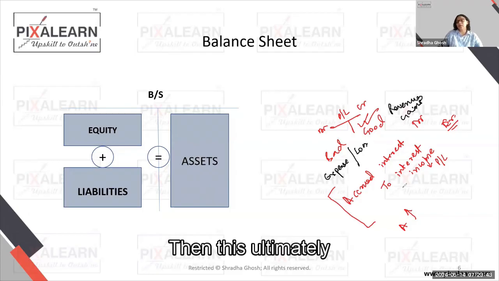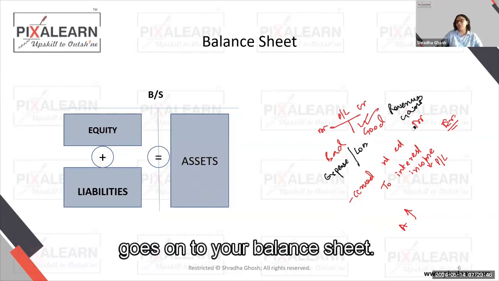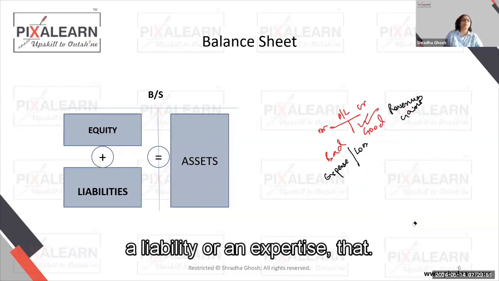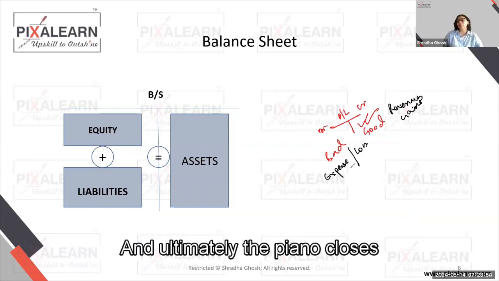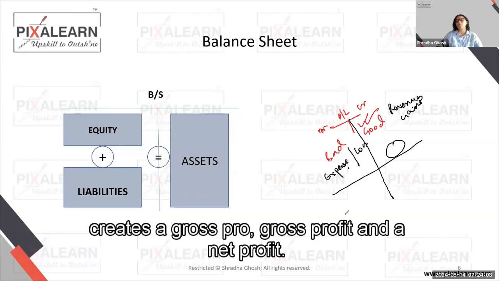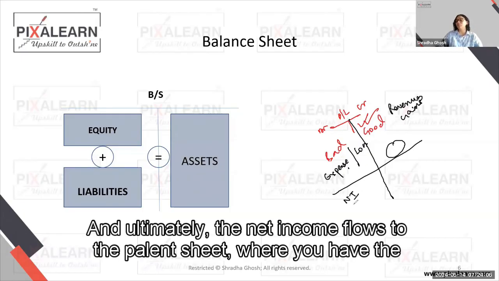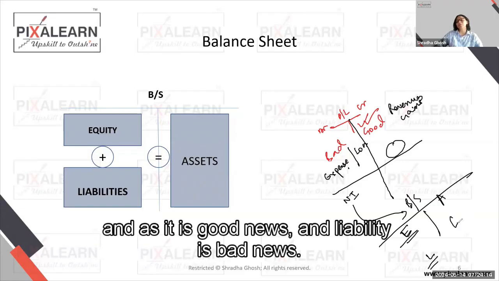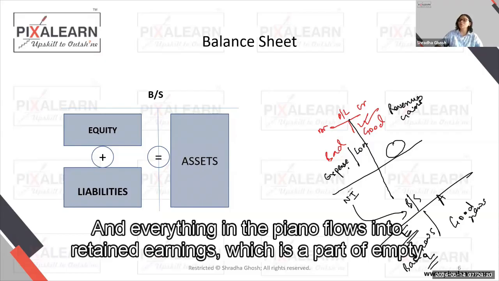Okay. And then this ultimately goes on to your balance sheet. And in your balance sheet, anything which you own, an asset, is good news, a liability or an equity is bad news. And ultimately, the P&L closes. So when I have this, that means this is heavier, this is higher, which creates a gross profit and a net profit. And ultimately, the net income flows to the balance sheet, where you have the asset, the liability and the equity. So an asset is good news and liability is bad news. And everything in the P&L flows into retained earnings, which is a part of equity.